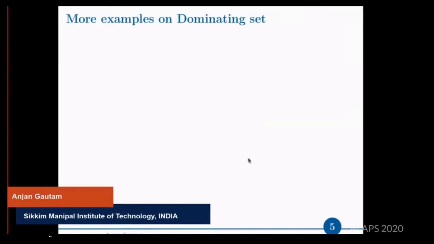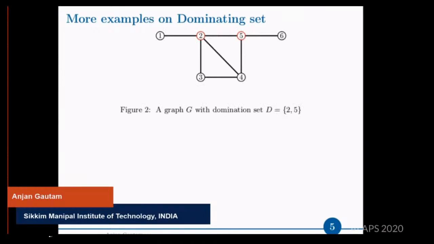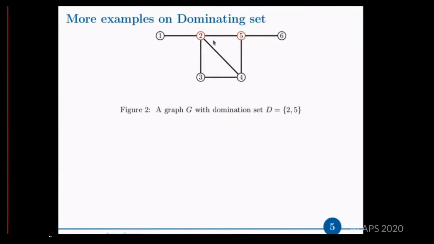Showing more examples of dominating sets, this is a graph G with dominating set D as {2, 5}. Here we can see that 2 and 5 are related, that is, they are adjacent. When we draw the induced subgraph of the dominating set D, we get an edge connecting 2 and 5 in the induced subgraph. So we can say that this dominating set is 1-regular, that is, the vertices are connected with one edge.